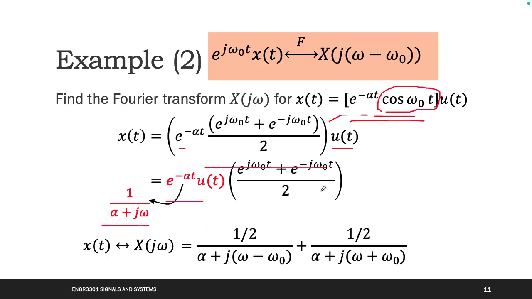You will get this one, because this one is just a phase shift, and this is a phase shift too. That makes sense to you? It's a frequency domain shift using this equation. Any question? No? Okay.